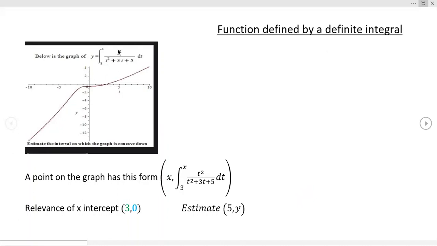But notice this quotient, if you take the derivative of this by the fundamental theorem of calculus, the derivative of this integral equation is just the integrand. And this integrand is always positive. And you remember, a positive derivative corresponds to an increasing function.